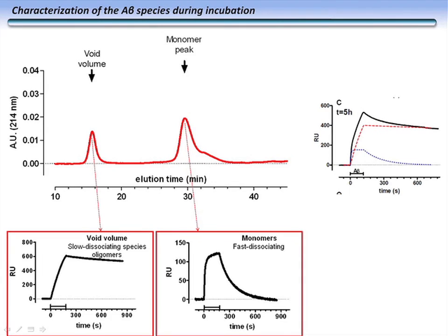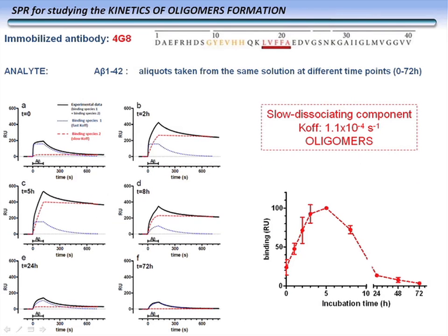I have no time to show the data now, but we also did a lot of studies. Let me continue here. After having characterized that the slowly dissociating component is due to the aggregated oligomeric species, we have the tool to dissect the kinetics of appearance and disappearance of the species. And this is a very important finding which could not have been obtained with other immunoassays.